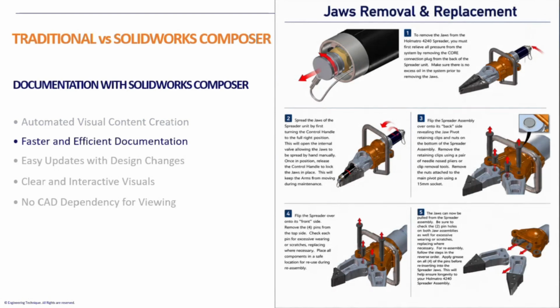Now we will see how SOLIDWORKS Composer makes documentation faster and more efficient. Using Composer, we can quickly create step-by-step instructions like this with clear visuals and direction. We don't need to take multiple screenshots or edit manually. Everything is generated directly from the 3D model. This saves a lot of time and also reduces the chance of error. So overall, the documentation process becomes much faster, accurate, and easy to understand.